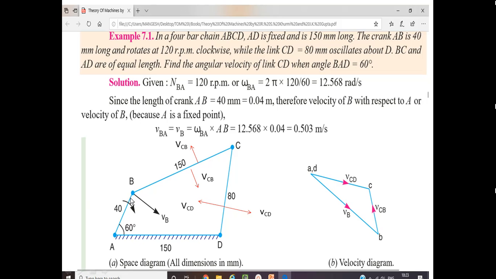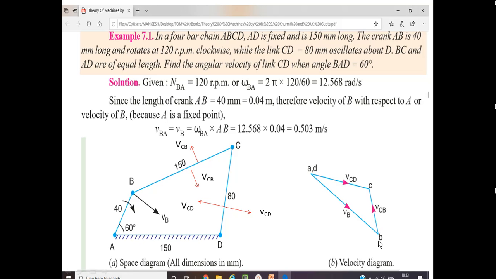Direction will be perpendicular to the link AB. Okay, so I have drawn point A and point D. Now I am able to draw one vector AB bar, which is lying at a distance of 5 centimeter in a direction perpendicular to the link AB. Okay, so I have drawn the B point over here.